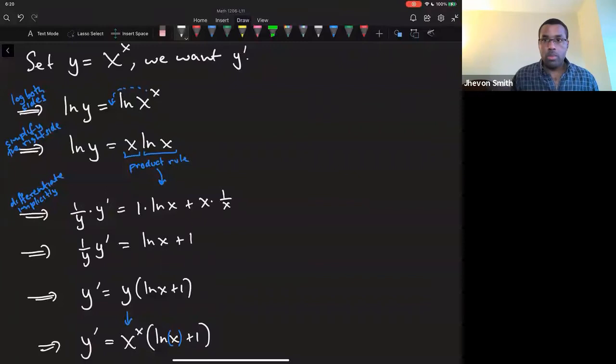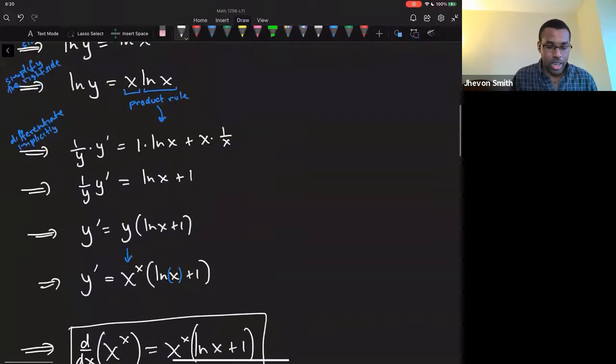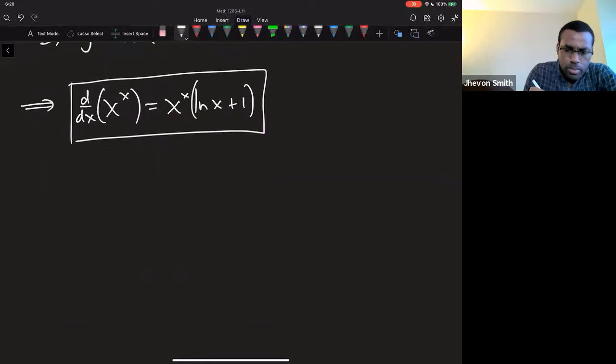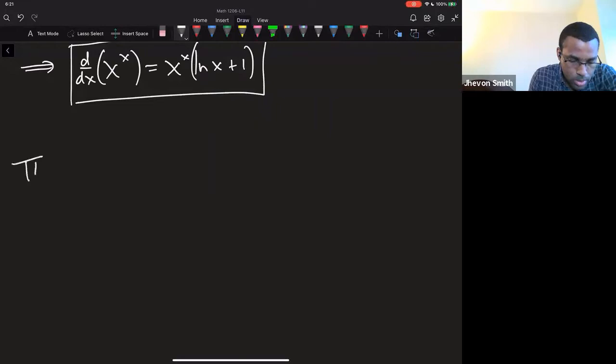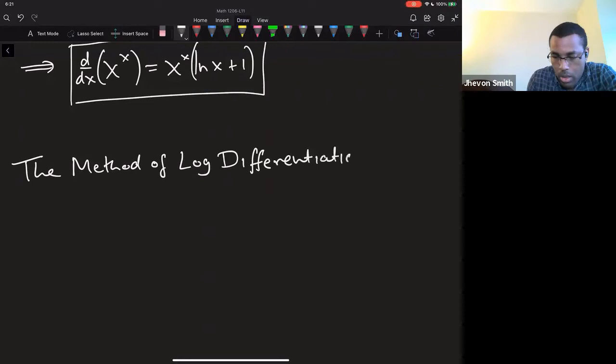So we can actually use the logarithm to make our lives easier, even if there wasn't a logarithm there in the first place. We can just take the log of both sides of an equation. We can use the log properties to simplify because they're nice properties. And then we can actually differentiate a lot easier. And we can figure out derivatives that we don't actually know. So let me describe the process here. So here's what we have.